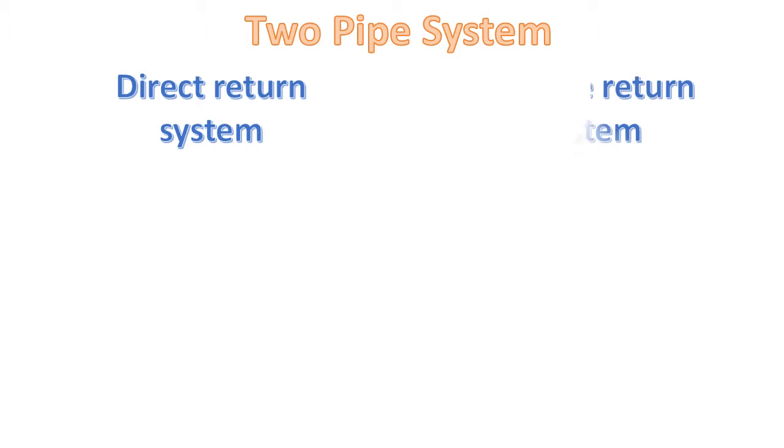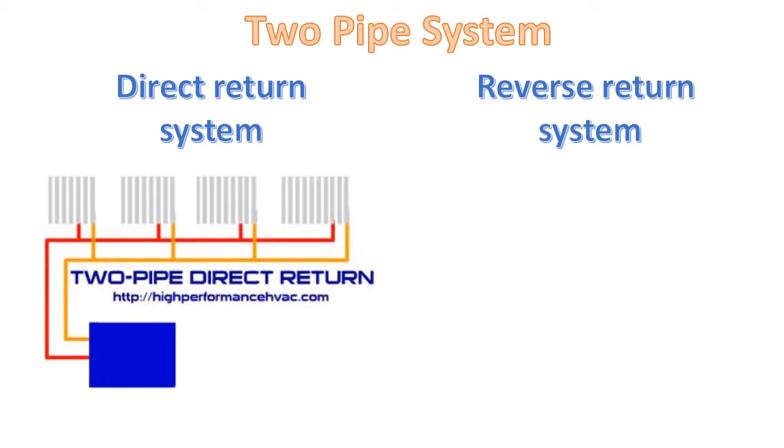A two-pipe system can be a direct return system or a reverse return system. The two-pipe direct return system takes the most direct path back to the boiler. The advantage of the system is the low cost of return piping in most of all the applications, and the supply and return piping are separated. In this system, once the water has left the first radiator, it returns to the boiler to be reheated.